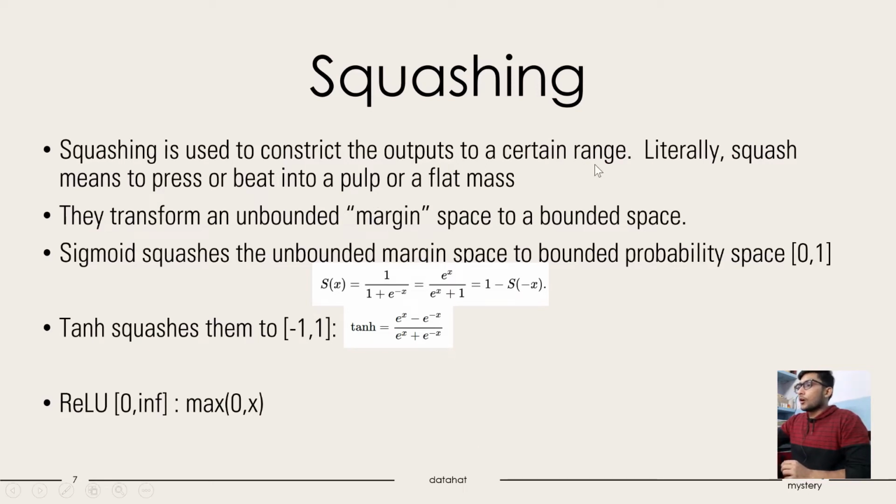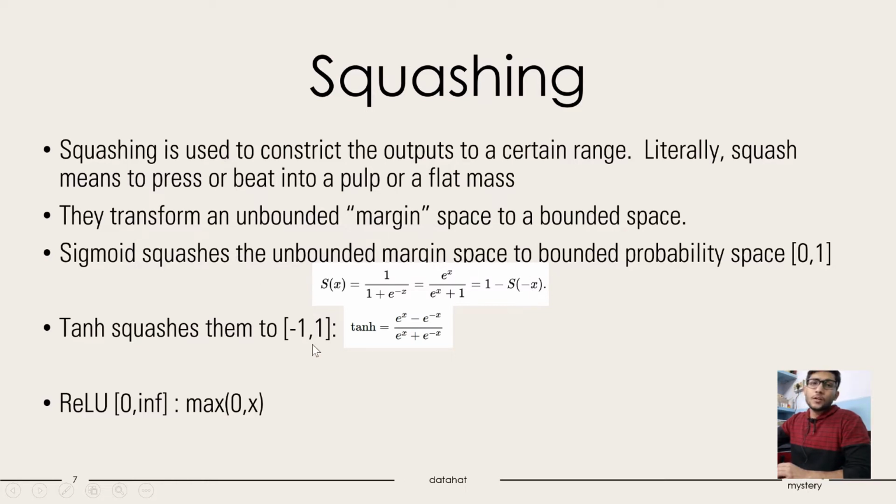Squashing is used to constrict the outputs to a certain range. We already discussed this. They transform an unbounded margin space to a bounded space. Okay, this might not be 100% true. Say for example, in the case of ReLU, your left boundary is constricted but your right boundary is still unbounded. Sigmoid squashes the unbounded margin space to bounded probability space. This is a sigmoid function.